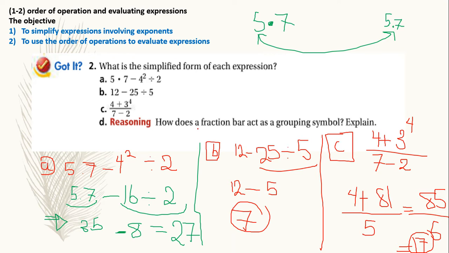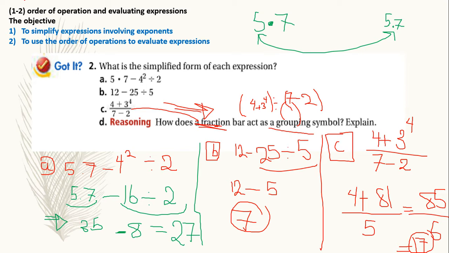Now, how does a fraction bar act as a grouping symbol? Grouping symbols mean the parentheses. So how does this fraction bar act as a grouping symbol? They act the same as division. So I can say 4 plus 3 to the power 4 divided by 7 minus 2. That's how the fraction bar acts.